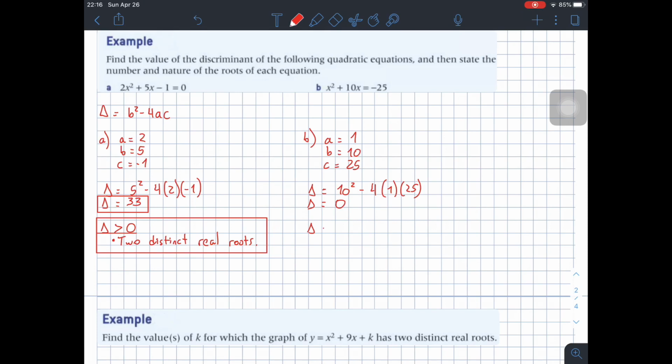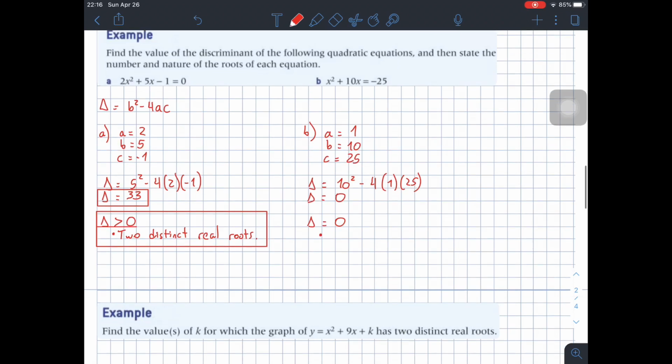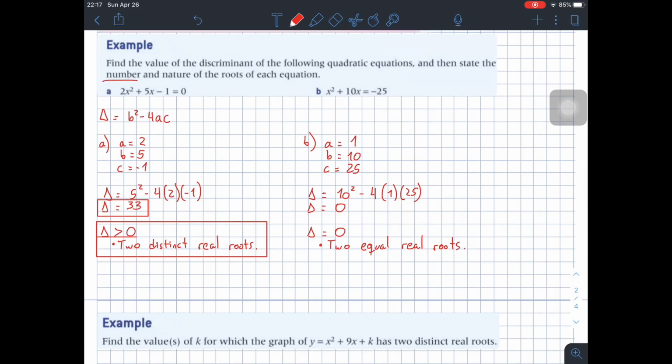So if the discriminant is 0, what was the condition? That there is one real root, or 2 same real roots, right? 2 equal real roots. Okay, so then state the number. Okay, and the nature, yes. So this is the value of the discriminant in this case, and this is the number and nature of the roots, 2 equal real roots.